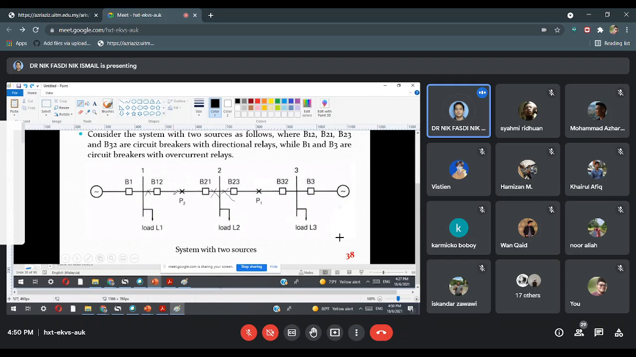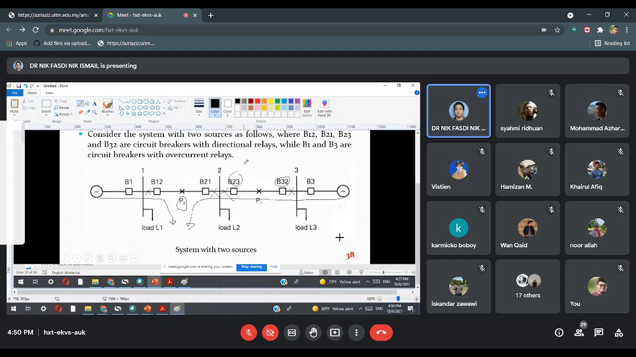Fault kat mana? Fault kat sini kan? So current daripada sini dia stop kat sini. Tapi ini current daripada sini dia akan go through all the way dan dia akan stop kat sini. Tapi kena ingat location for directional relay kat sini, kat depan. So maksudnya because current flow, dia kena flow through the relay dulu. Sebab tu jadi forward. Kalau macam ni dia jadi reverse. Kenapa reverse? Because relay you kat sini tapi current tu go to the breaker dulu. Faham? Jadi reverse.